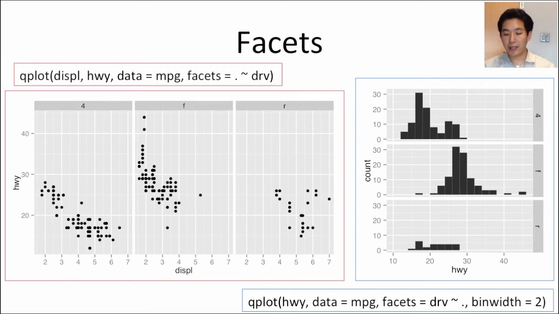On the right-hand side, in the plot that's outlined with the blue box, I've got three histograms. Notice that I put the drv variable on the left-hand side of the facets argument now, so that indicates I want three separate rows. But because there's nothing on the right-hand side of the tilde, I have no extra columns. So I just have the one column for the three plots. And now I've got the three histograms. You can look at the highway mileage divided up by the three groups.